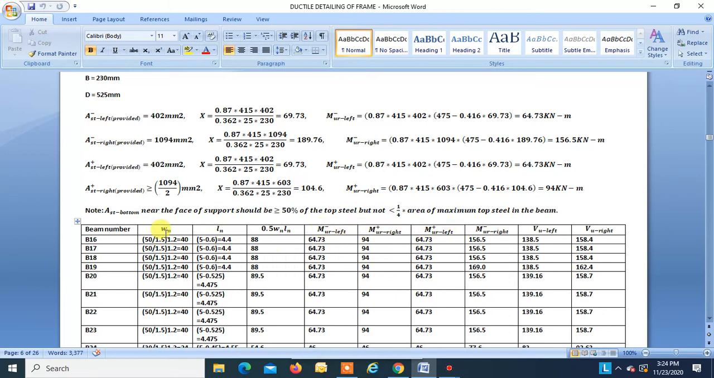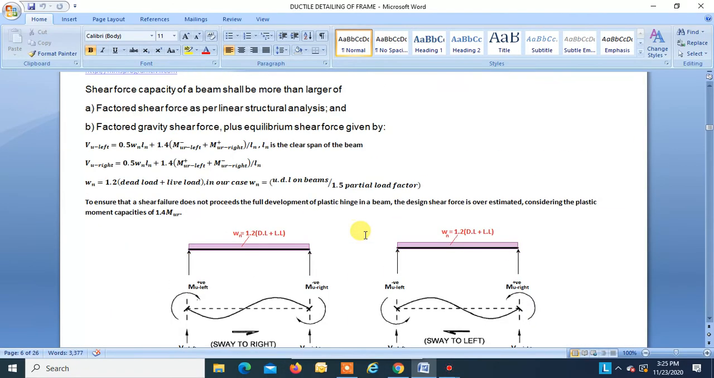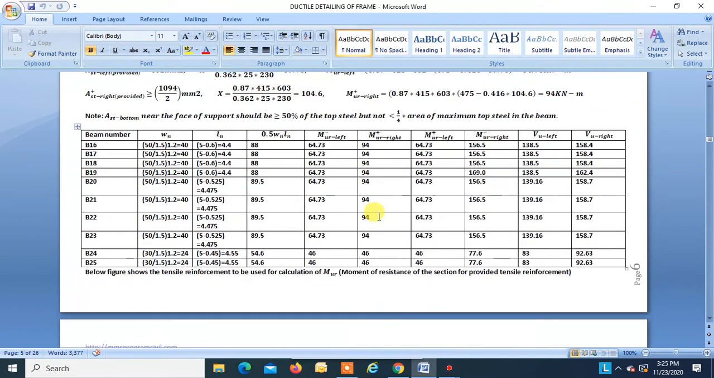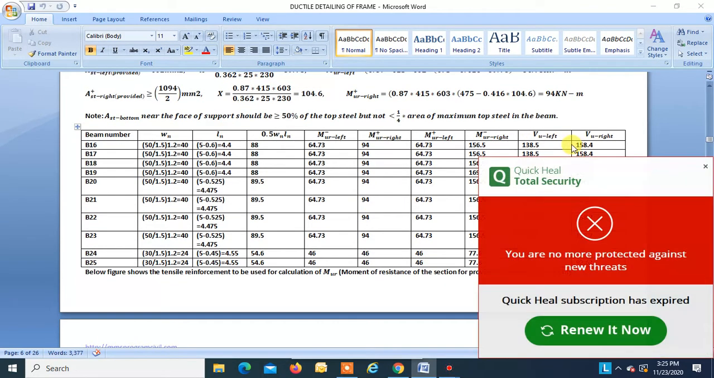Now Wn, we know it is the working load, the dead load plus live load into 1.2, that is 40. Ln is the clear span of the beam, that is 4.4. So we get 0.5 Wn into Ln. We know all the values. Put these values in these formulas, and you get Vu left and Vu right.